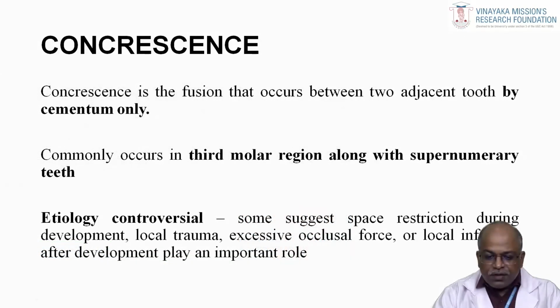Concrescence is nothing but fusion that occurs between two adjacent teeth by cementum only. It commonly occurs in the third molar region along with supernumerary teeth. Etiology is always controversial. Some suggest that space restriction during the development of the tooth, local trauma, excessive occlusal force, or local infection after development of a tooth plays an important role in concrescence.